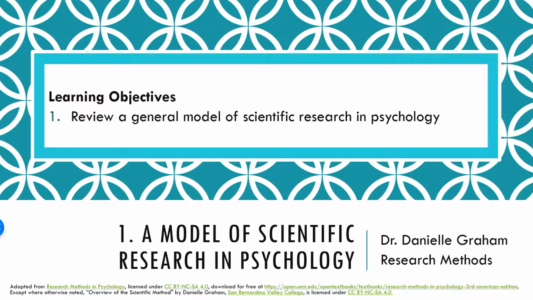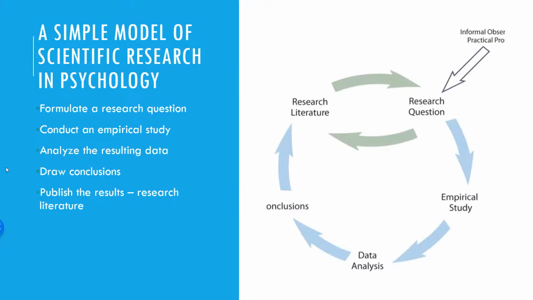A model of scientific research in psychology. The learning objective for this section is to review a general model of scientific research in psychology. This figure 2.1, I apologize, it's cut off a little bit. It'll be in full on the next slide. So this figure presents a simple model of scientific research in psychology.